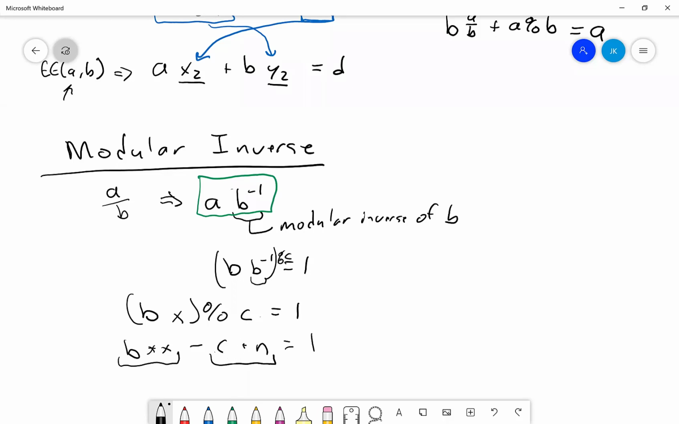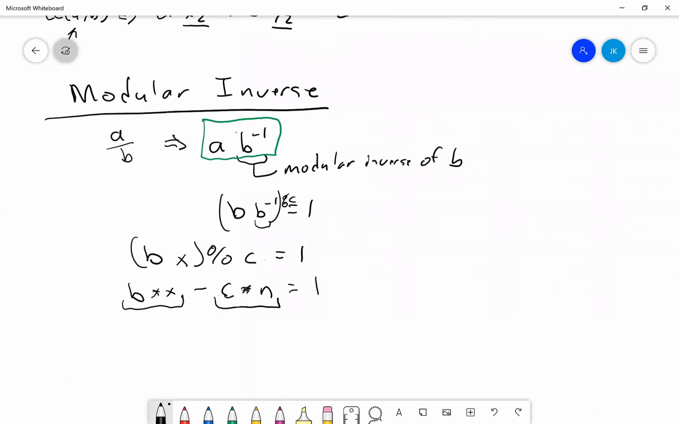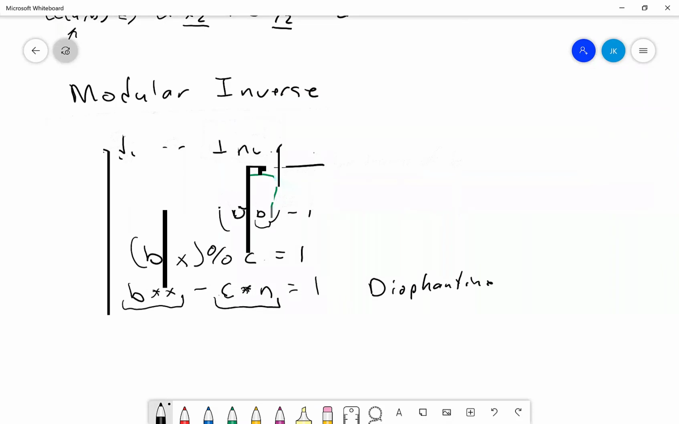So we have our modular base. Basically, we compute the actual product b times x, and we subtract off some number of c's from there, as many as we can, and we want the result to be 1. So that's what it means to have a modular inverse. We know what b is, we know what c is, we know what 1 is, and this should look to you like a Diophantine equation. You can solve this for x and n via the extended Euclid algorithm that we just talked about.